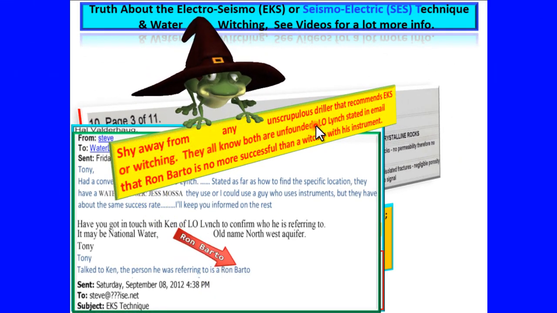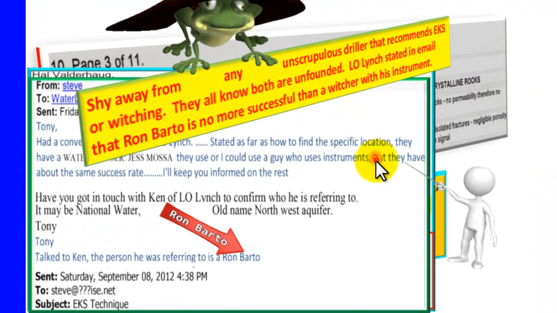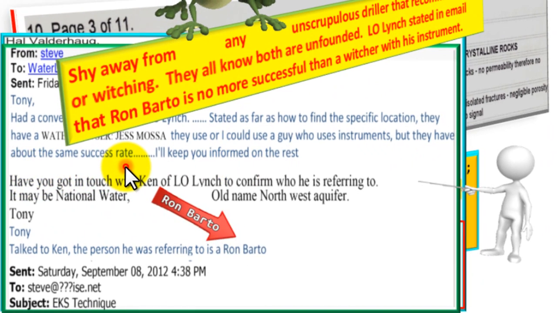Shy away from any unscrupulous driller that recommends EKS or witching. They all know both are unfounded. L.O. Lynch stated in email that Ron Bartow is no more successful than a witcher with his instrument, but they have about the same success rate.